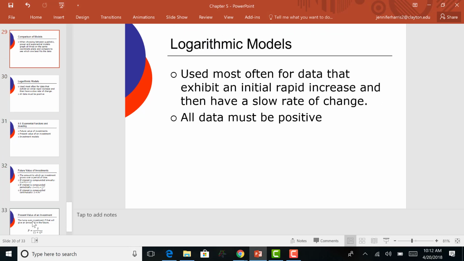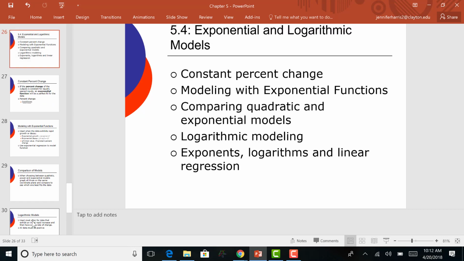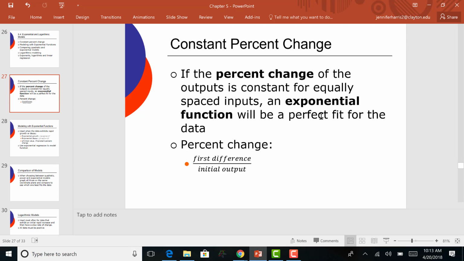Let's see, 5.4 should have been where we left off. We didn't talk about 5.4, did we? We did a little bit. Just a little bit? Okay, so the big thing with 5.4 is they're just asking, did we do the first difference? We did do the first difference.